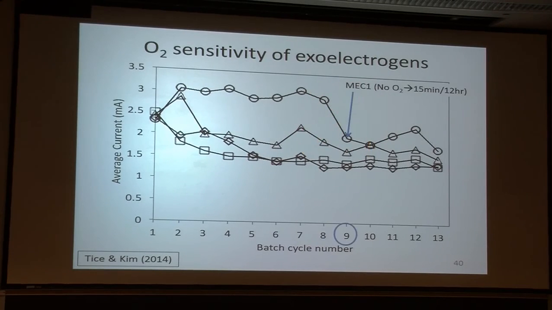I also want to mention that when we studied oxygen over here, there's a drop in electric current from about 3 to about 2 milliamps. So there is some negative effect of the oxygen production on the bioanode.